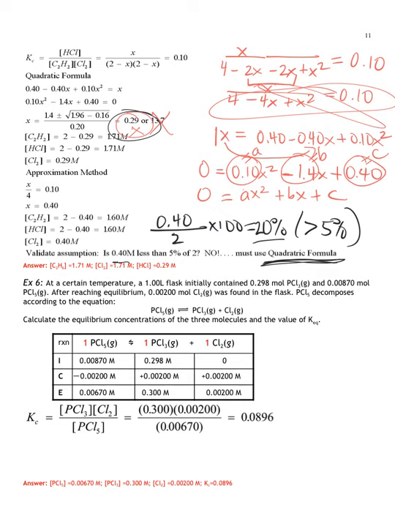So, at a certain temperature, a 1 liter flask initially contained 0.298 moles of PCl3 gas and 0.00870 moles of PCl5. After reaching equilibrium, this is the amount that was found in the flask. So PCl5 decomposes according to the reaction.